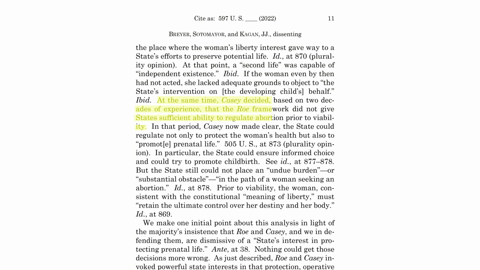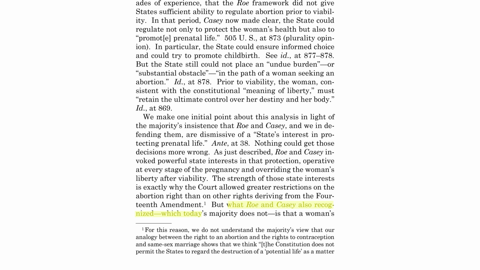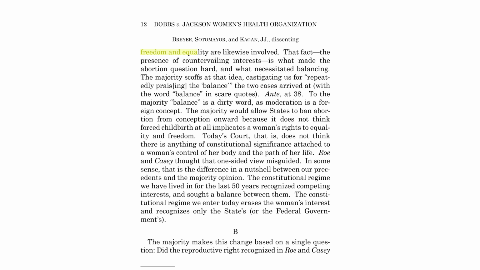The dissenting opinion takes issue with Alito's statement that Casey and Roe didn't allow courts to even consider whether the state has an interest in promoting life. And the dissent says that part of the reason that Casey departed from the Roe trimester analysis was because the court recognized that after 2 decades, the Roe framework did not give states sufficient ability to regulate abortion prior to viability. Quote, "the strength of those state interests is exactly why the court allowed greater restrictions on the abortion right than on other rights derived from the 14th Amendment." The dissent goes on to say that, quote, "what Roe and Casey also recognize, which today's majority does not, is that a woman's freedom and equality are likewise involved."